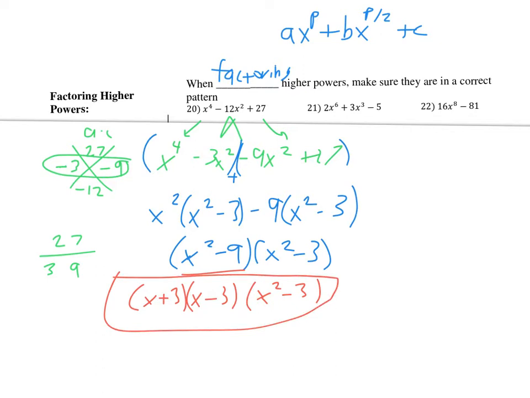Really quickly, I could always double check this. If you FOIL it, x squared times x squared gives you x to the fourth. Negative 3x squared and negative 9x squared gives you negative 12x squared. Negative 9 times negative 3 is positive 27. Remember, we can only split this last one up if it's the difference of perfect squares. If that was x squared plus 9, I could not do that. And once again, this one I could not do because 3 is not a perfect square.